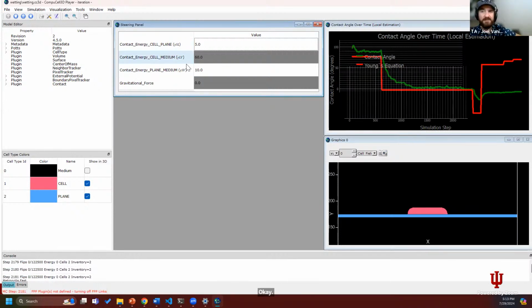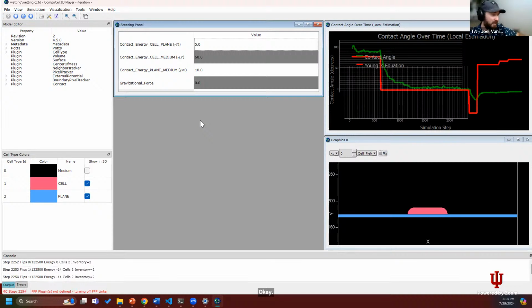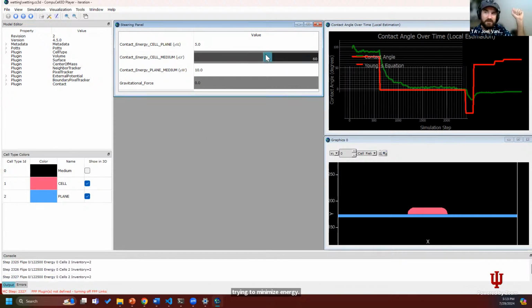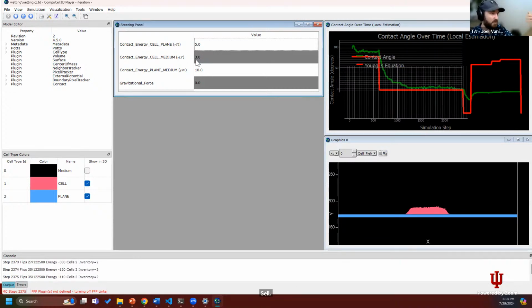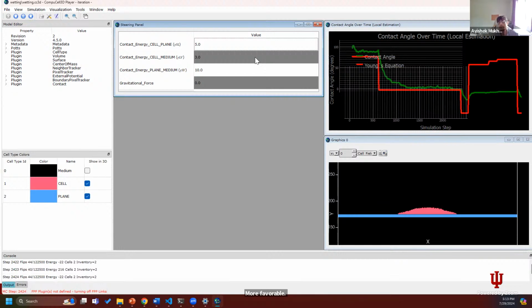It might be a little bit counterintuitive because we're increasing, but you have to understand that we're dealing with minimal energy here. We're trying to minimize energy. That's why a smaller cell medium contact energy means they're more favorable.